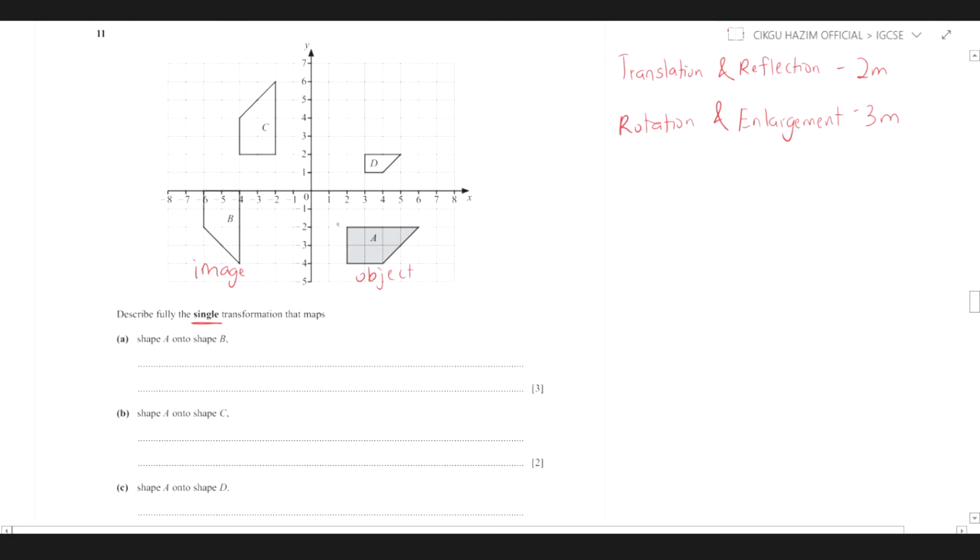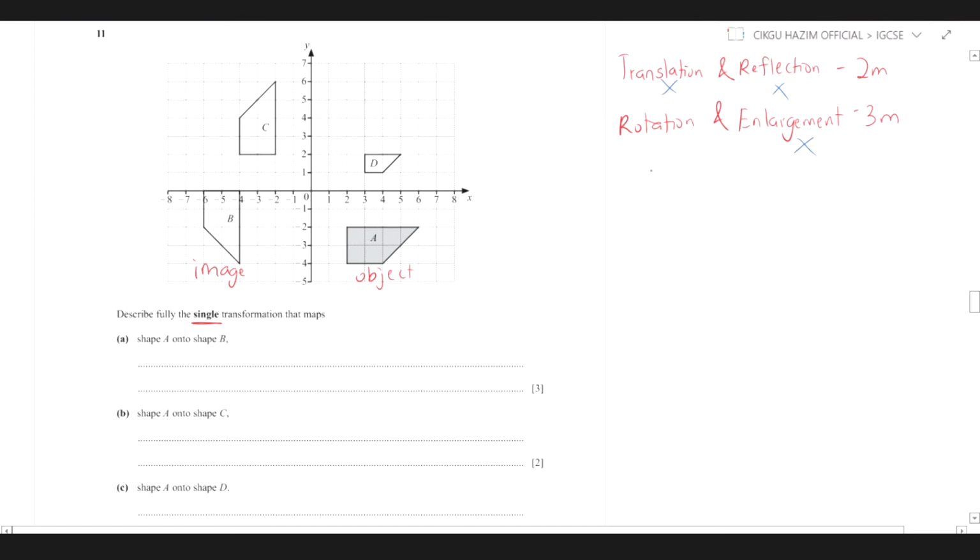As you can see, is there any difference in terms of size? No. If there is no difference in size, that means it's not an enlargement. Is their orientation similar? Their orientation has changed. It does change their position, but their orientation also changes. When the orientation is changed, it's either reflection or rotation. So translation, we can cross it out. But can you reflect between A and B, that is, can you draw a line that we call a mirror line between A and B? No, you also cannot draw a mirror line. So for question 11a, it must be a rotation.